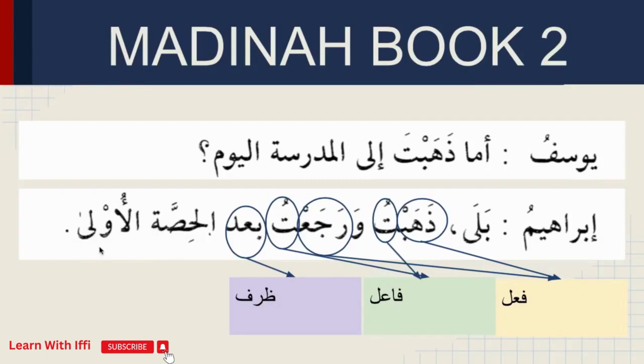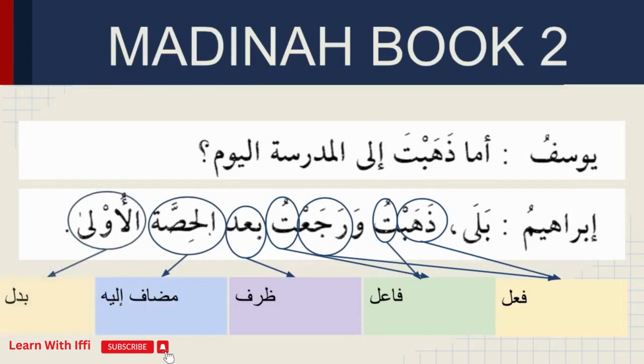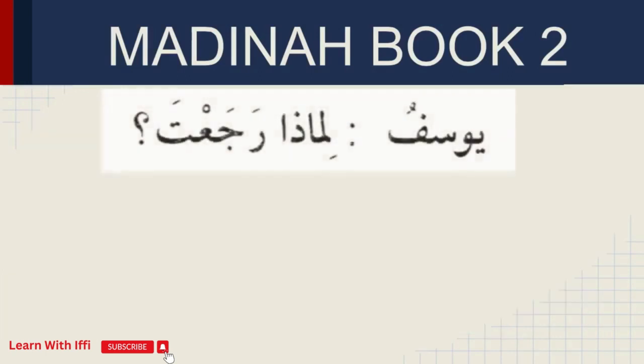So we don't see any sign of kasra because al-hissati is mudaf ilayhi, majroor. However, because ula is ending with alif maksura, it doesn't have regular vowel signs. So we're going to learn later. So here it says Zahabtu wa raja'tu ba'dal hissatil ula. So I went and I returned after the first period. See, we have to put the mudaf ilayhi first and then the na'at.